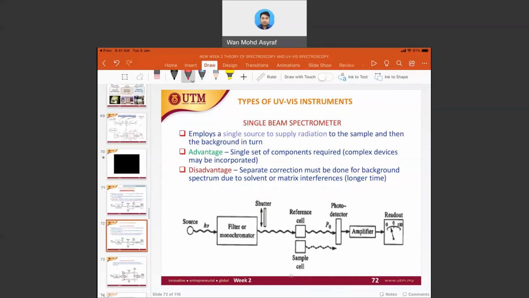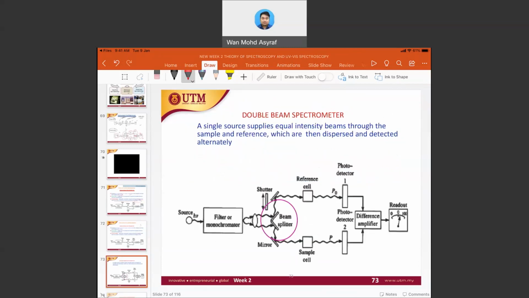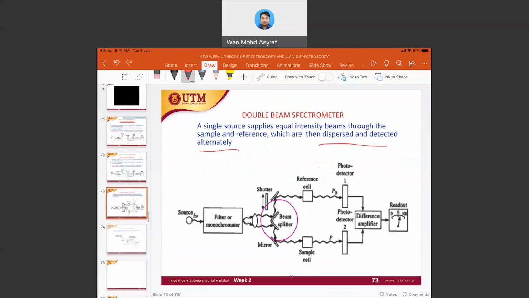So this is the same one. Okay, so for a double beam, as what I have mentioned before, it comes from a single source with equal intensity beams through the sample and the reference cell, which are then dispersed and being detected alternately. So basically, this beam splitter is important in terms of having it being measured simultaneously. Okay, right.